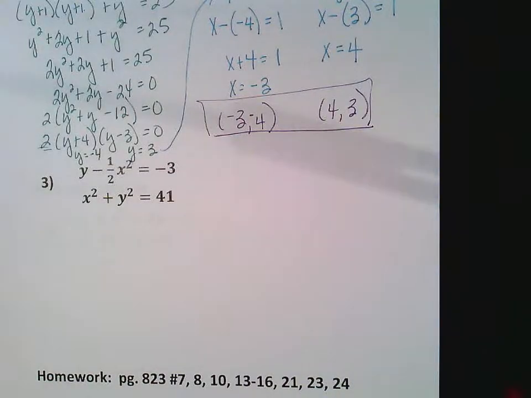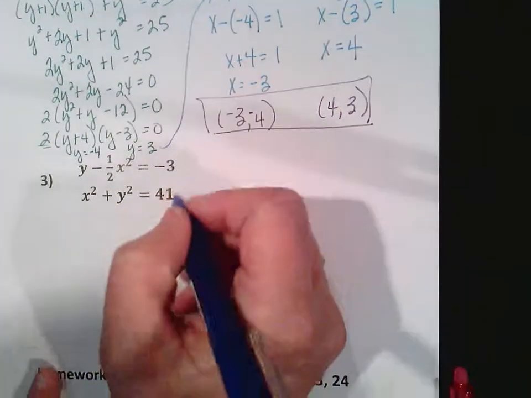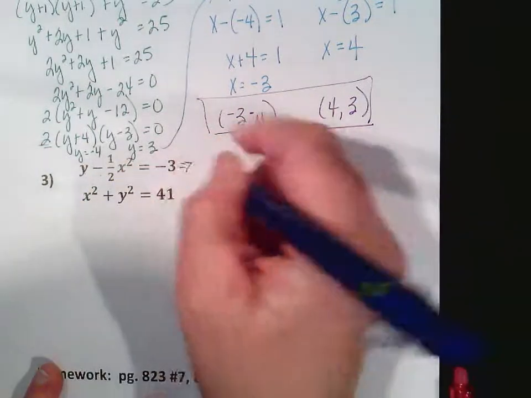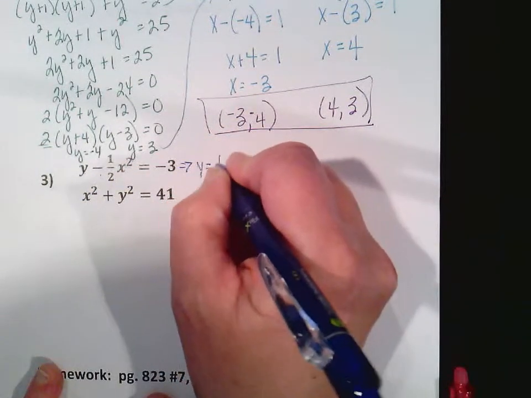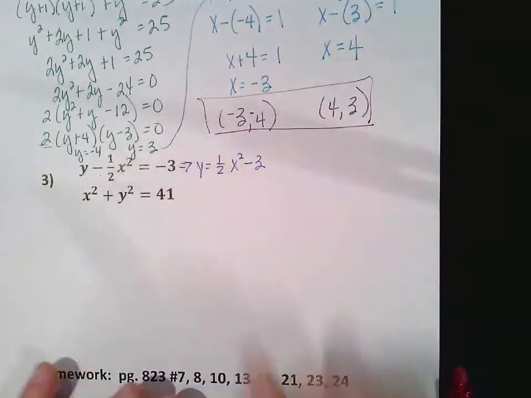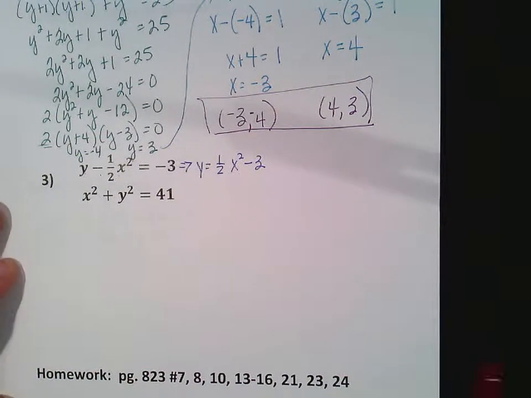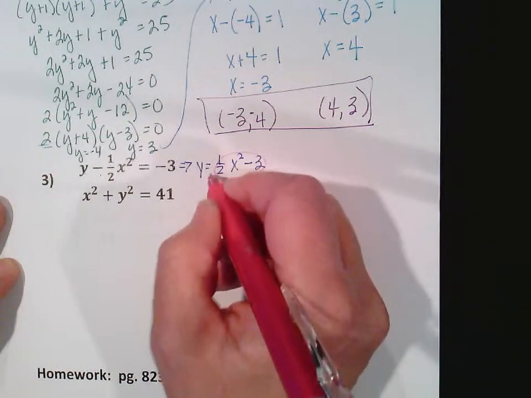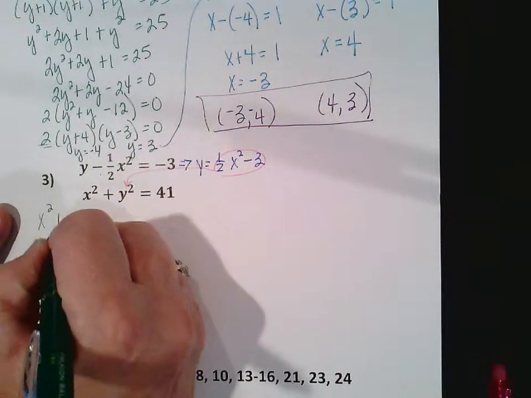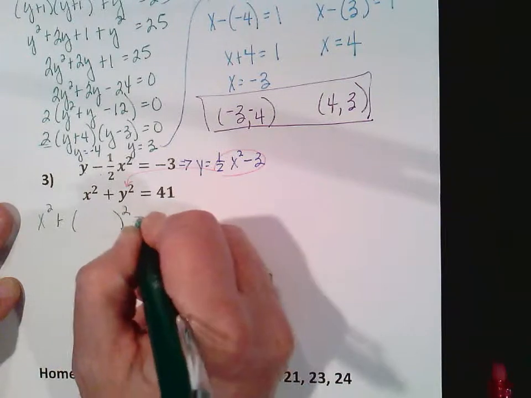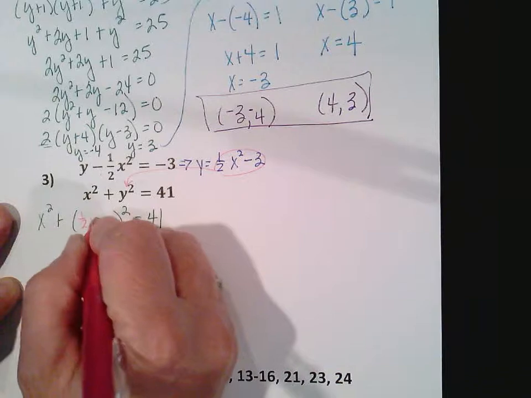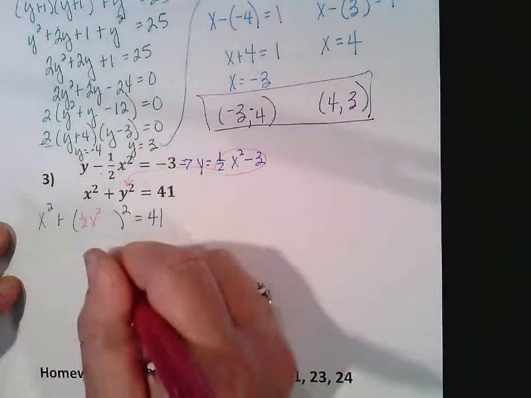Okay. I'm going to do one more. I want to get a letter by itself. I'm going to set the y equal to the rest. I'm going to add 1/2 x squared to both sides. So I have y equals 1/2 x squared minus 3. And I'm going to take that value for y, and I'm going to plug it inside the y in this other equation. So this is x squared plus whatever y is squared equals 41. And y is 1/2 x squared minus 3.